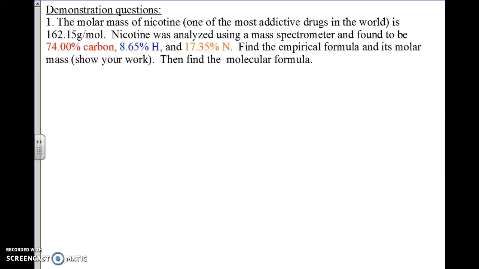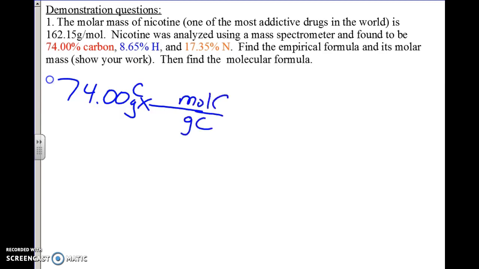So here we go. The first step that we read at the top of the page and the cover of your unit pack is convert percents into grams. So I don't have 74.00% carbon. I have 74.00 grams of carbon. And I need to convert those grams into moles. That's step 2. So that's grams of carbon. So I put grams of carbon down here and convert it to moles of carbon.